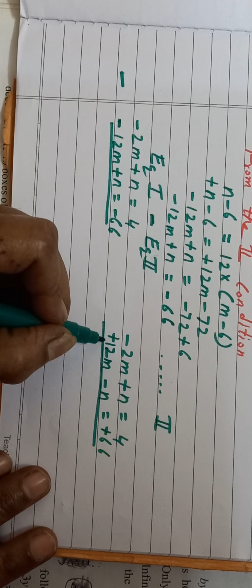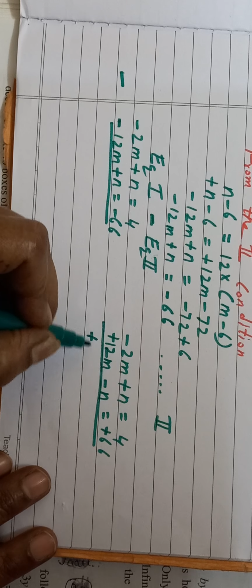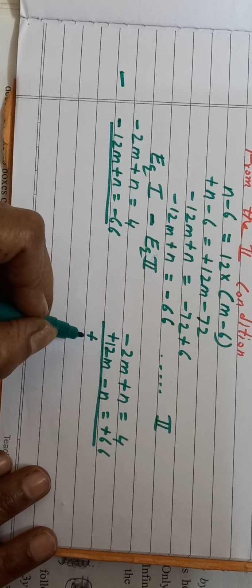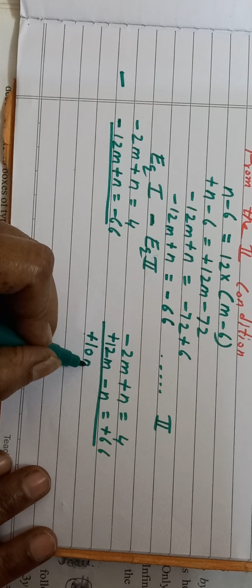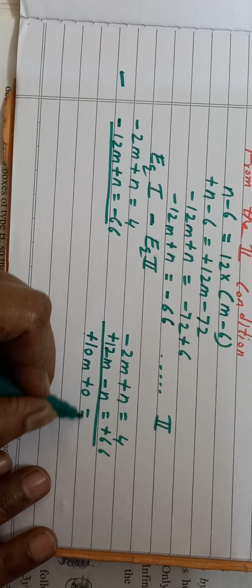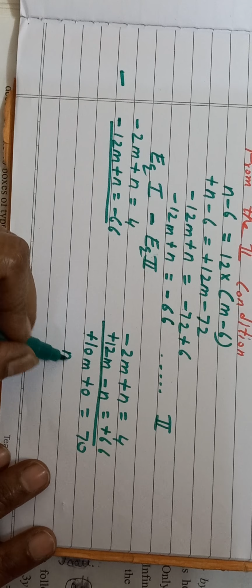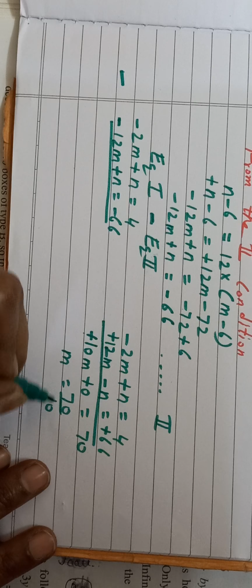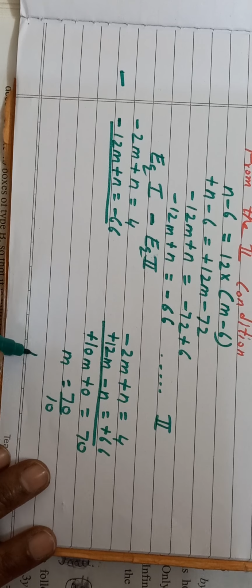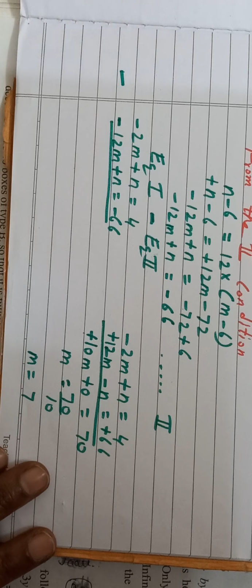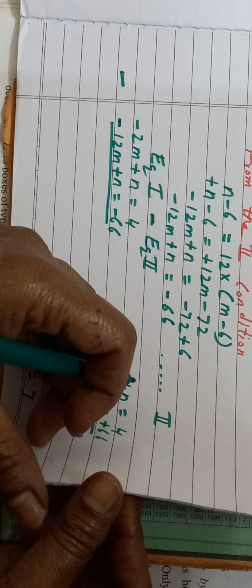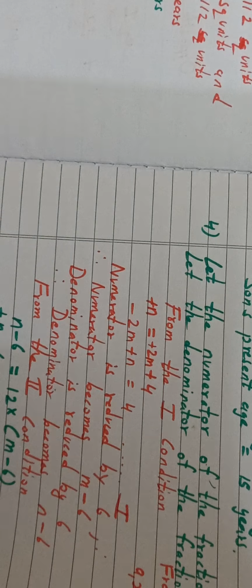Now minus 2m plus 12m is different sign, subtract, put the sign of the greater number, plus 10m. Here 0 is equal to 70. So m is equal to 70 upon 10. So m is equal to 7. Now put this in any one equation and get the value of n. We will put it in the first equation, minus 2m plus n, and we will get our answer.